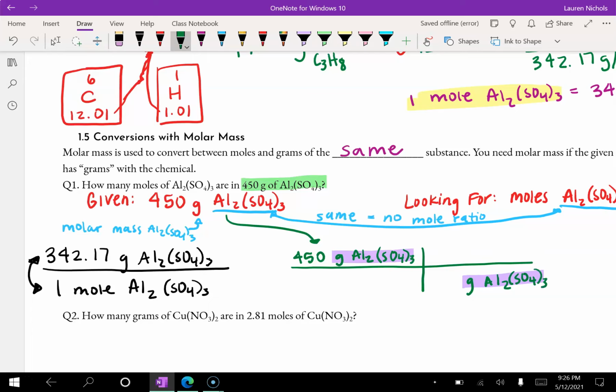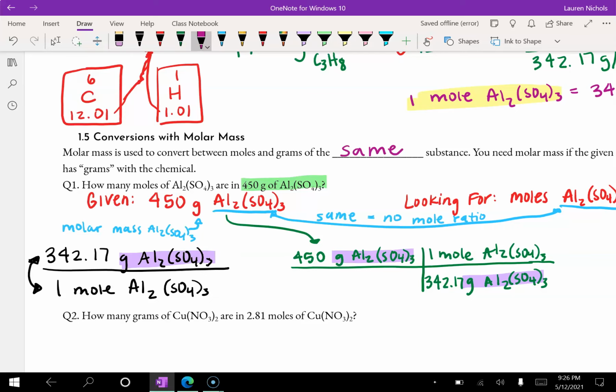So when we look at our fractions, we see that the grams of aluminum sulfate is at the top of our fraction. So we're going to have to flip this fraction. We're going to need to put the 342.17 grams at the bottom and our 1 mole of aluminum sulfate at the top. And to double check that my T-chart is set up correctly, I can look at my units.